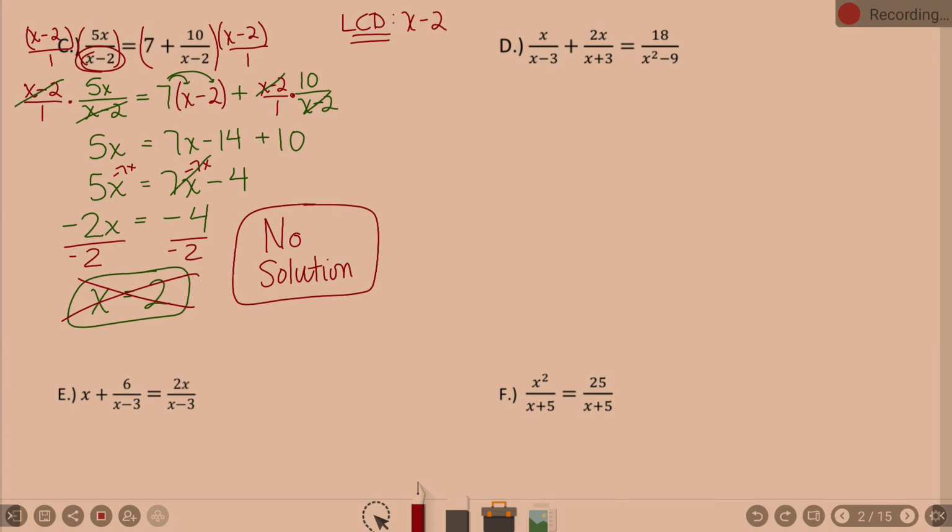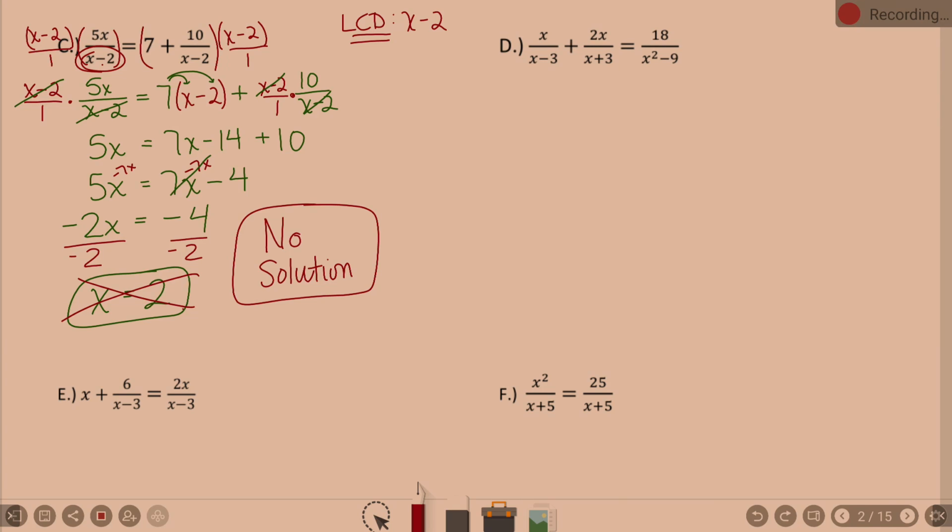Now keep in mind, guys, on a test or a worksheet, I shouldn't ever just see no solution without some proof, right? My proof is I worked and got 2, and then 2 would make my denominator equal to 0. So that's a problem. Okay? Okay. Questions on C?